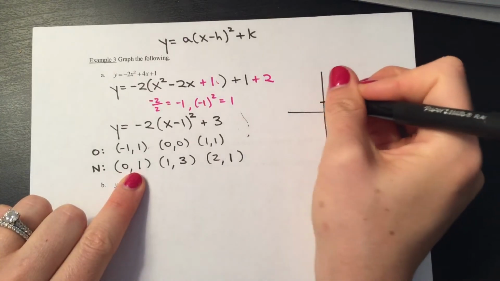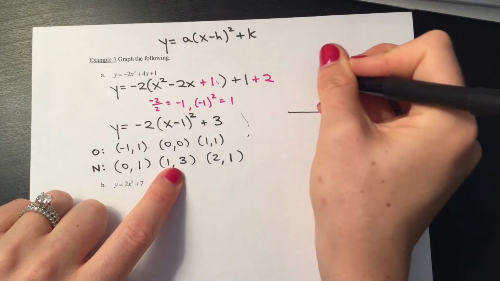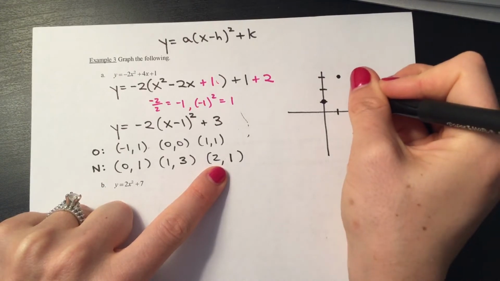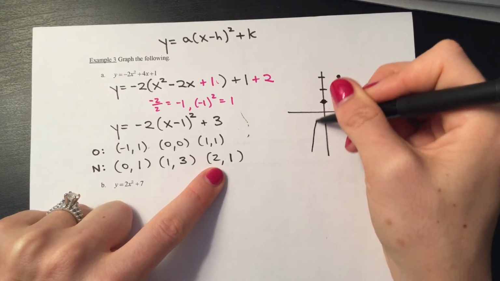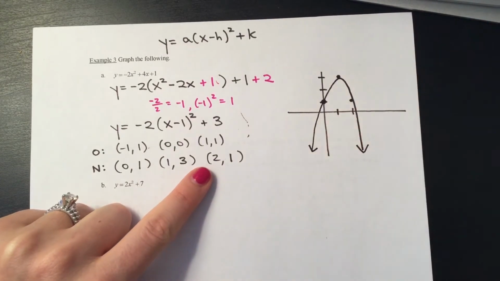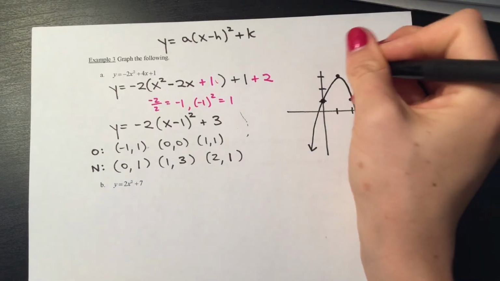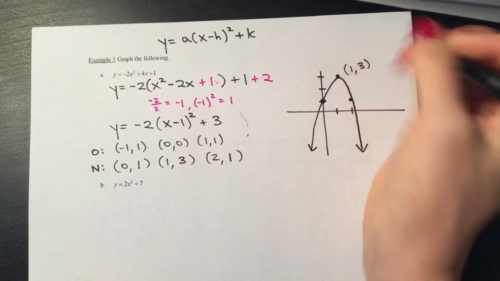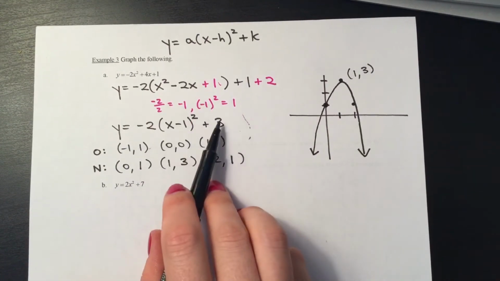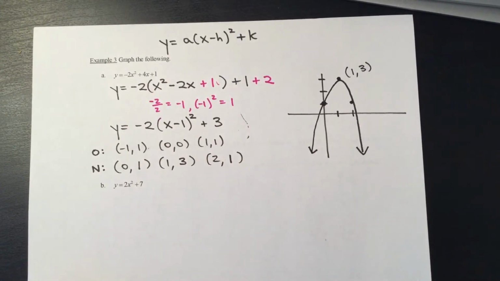Okay, so 0, 1 will be right here. 1, 3, it's right here, and 2, 1, right there. So you can see that even though these 2 points were the same, the graph got flipped upside down, it got stretched, it got shifted. The vertex is the point 1, 3. And when you're in that vertex form, you can read it right off the equation. +1, +3 ended up being the vertex. And then this -2 flipped it and stretched it.